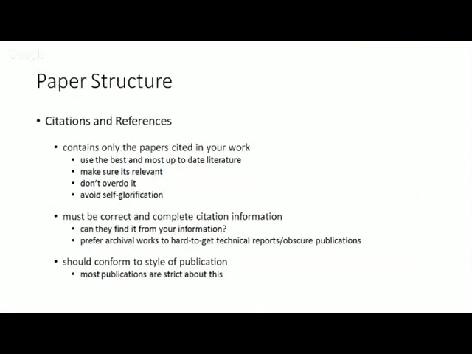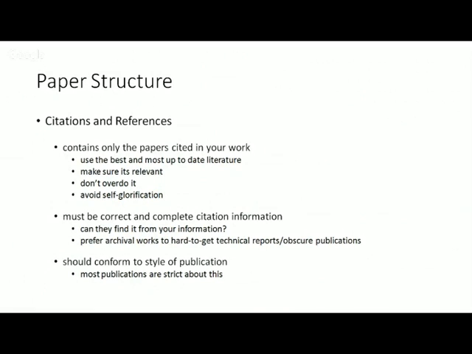Citation and references depend upon the type of journal or the type of scientific format chosen by the particular journal for publication. But for citation and references: use the best and most up-to-date literature, make sure it is relevant, do not overdo it, and avoid self-glorification. Avoid self-glorification means if you have published a number of papers already, being a researcher, it is your duty not to self-glorify yourself. You can mention your research article in your further research, but always cite it and minimize the use of your own study in your research articles.